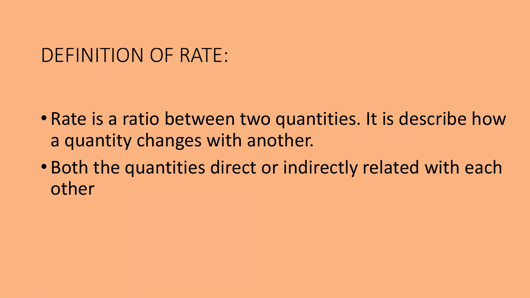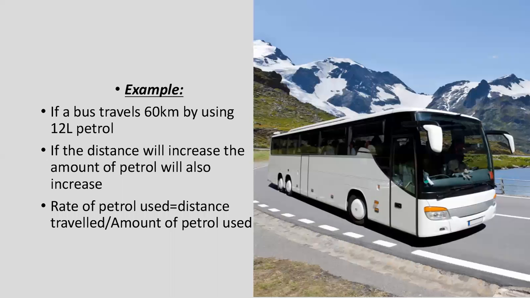This ratio is called a rate. I think it might be clear now. For example, there is another example. If a bus travels 60 kilometers by using 12 liters of petrol, you can see a bus is moving and it goes up to 60 kilometers and it uses 12 liters of petrol.